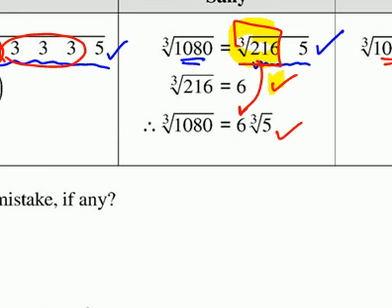Any questions? Wait, the cube root of 216 is 6. Yes. And then you take the 5 and you just have the cube root of 5. That's right. That's what's left over. 6 and then the cube root of 5. Yeah, that's what's left over.